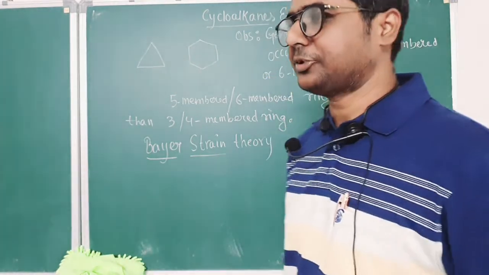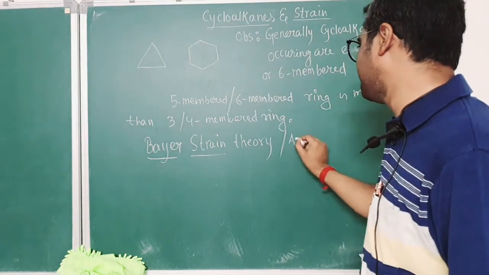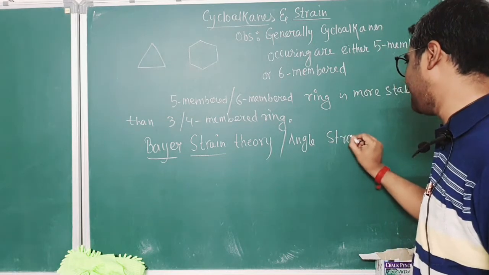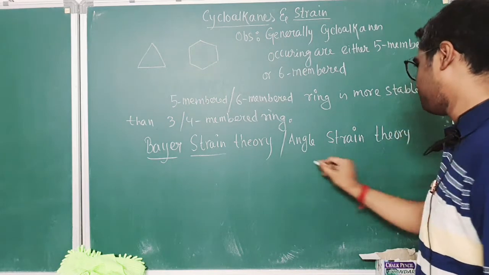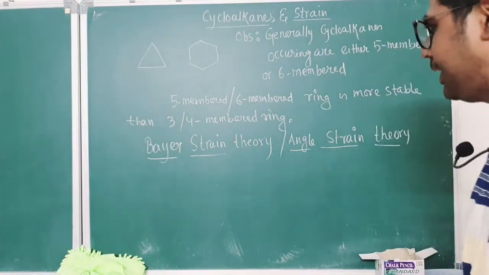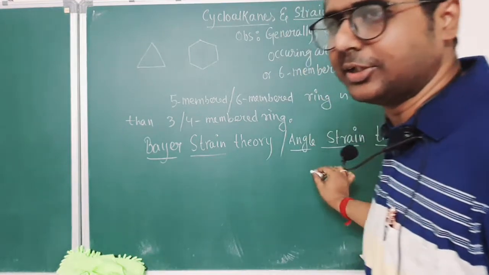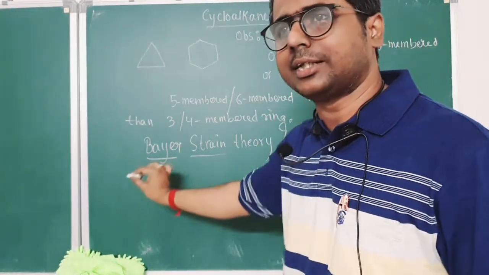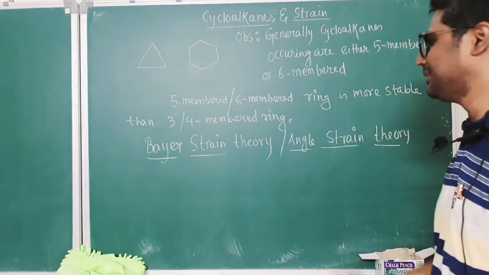Clear? So that means sometimes it can also be called angle strain theory. Actually Baeyer brought about something called angle strain, which you will study. It is not strain theory, it is angle strain theory. Sometimes this word angle is replaced by Baeyer. So angle strain and Baeyer strain are synonymous. Okay. Now what does this really mean?